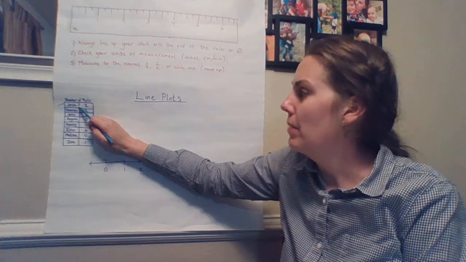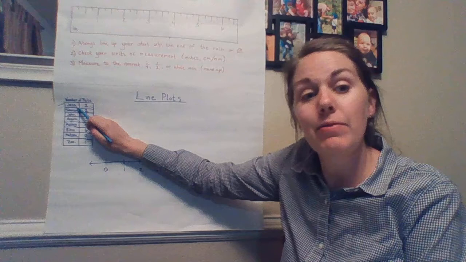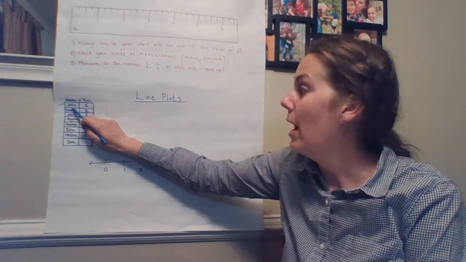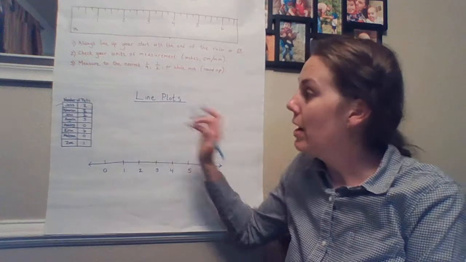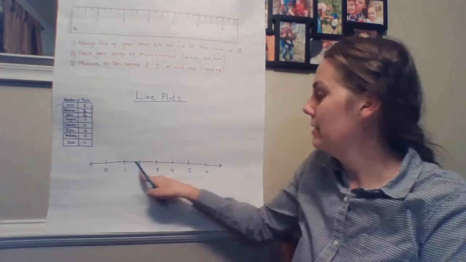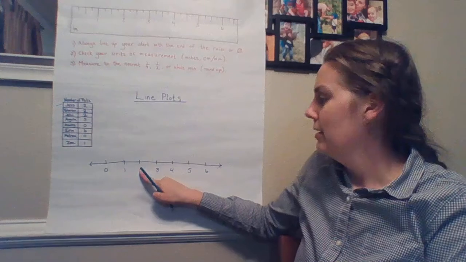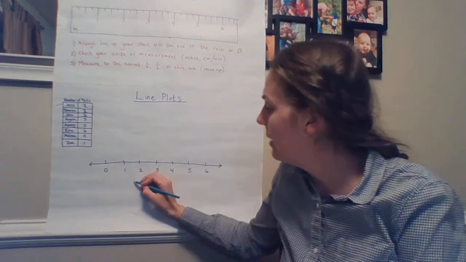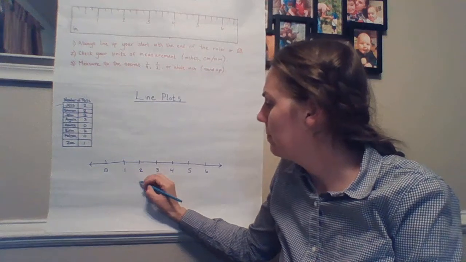And so I did an informal poll with some of my friends to see how many pets each of them has. So I have 2 pets. So I'm going to go ahead and find on the number line 2. This is representing the number of pets. I'm going to title it down here, number.